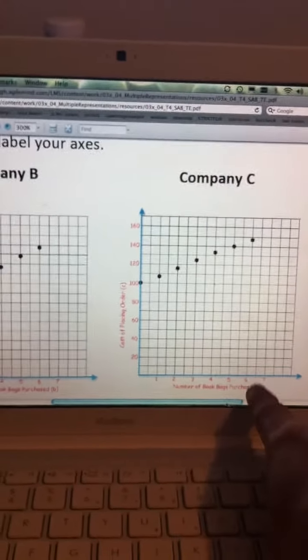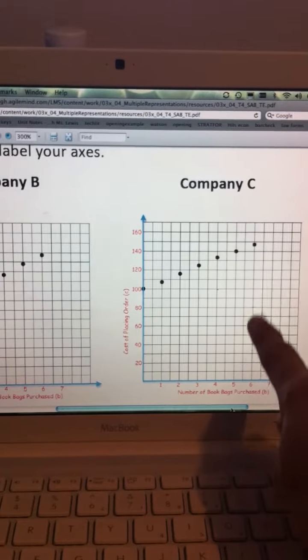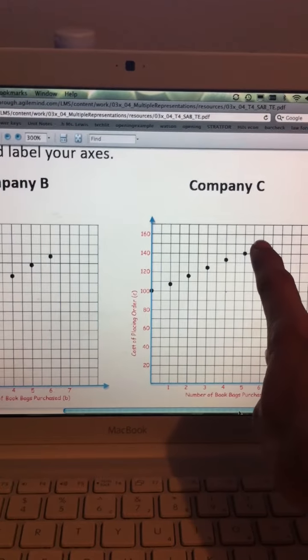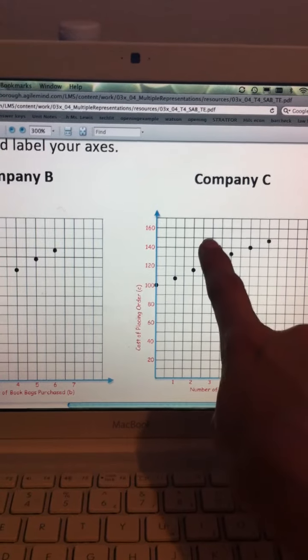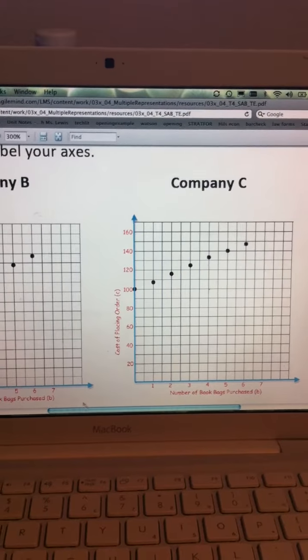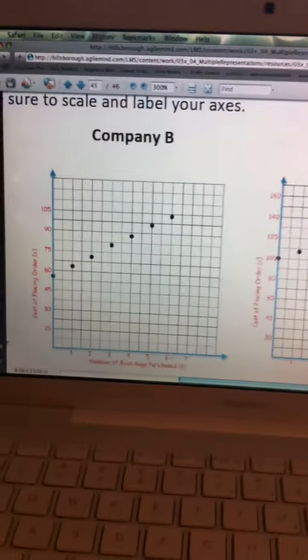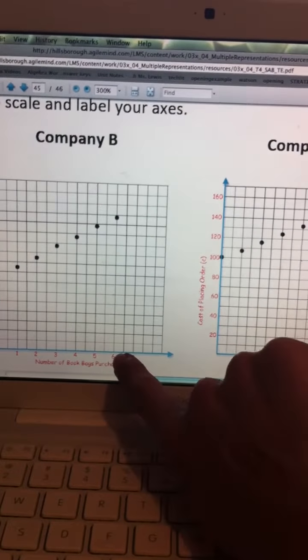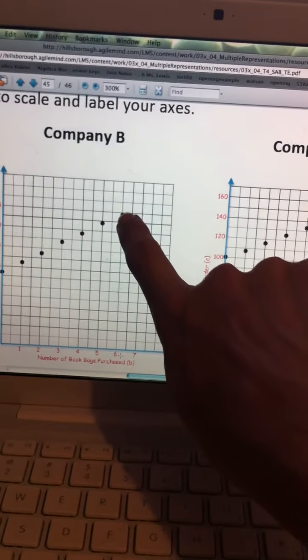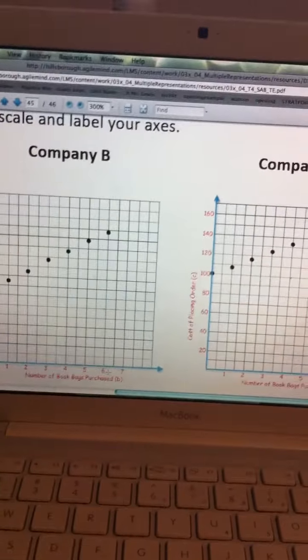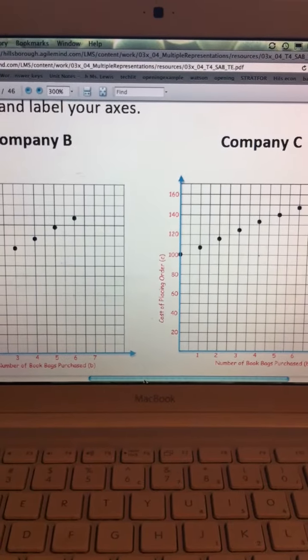So for example, if I ordered 6 book bags from company C, I'm going to pay just under $150. Well, if I order 6 from company B, I'm going to pay just under $105. So I'd still go with company B.